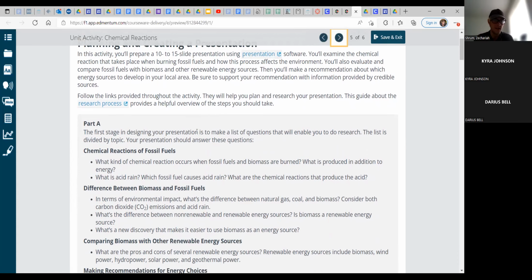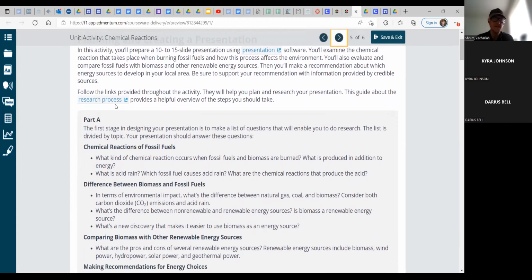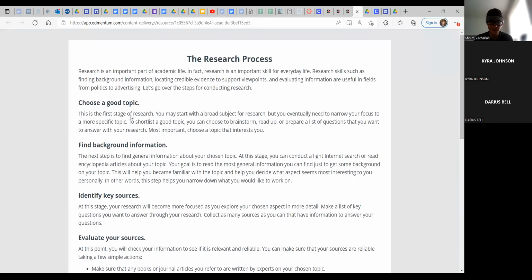So if you need help with research, they always include this research process, and it's a good step-by-step guide for going about research. If you don't have any idea what to do, or you're feeling a little lost, this is a good process to go back to, and just remember, it's not as hard as it initially seems. As long as you follow these steps, you'll end up with a pretty good presentation. And it doesn't have to be perfect.